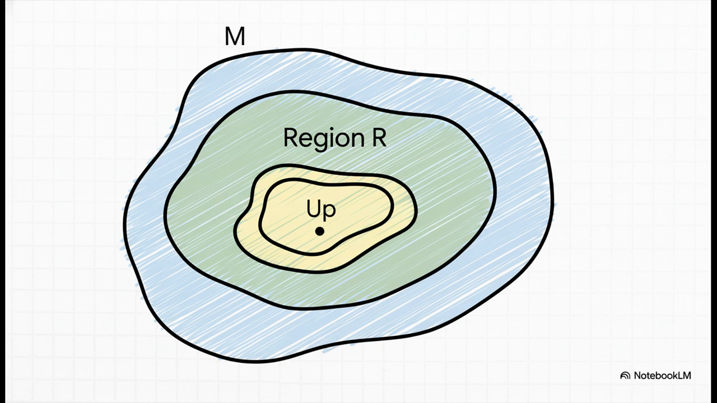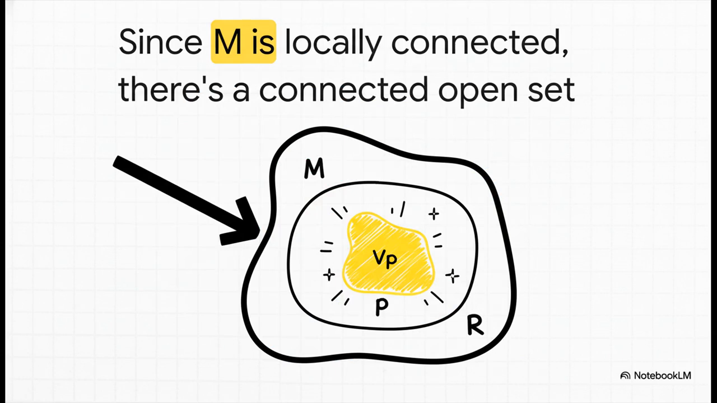Now here comes the first key insight. Because R is itself an open set in the bigger space M, our smaller open set U_P is also considered open in M. That's a crucial first step. And this is where it all clicks into place. We can now use the fact that our big parent space, M, is locally connected. Since P is a point in M and U_P is an open set in M, the definition guarantees we can find an even smaller connected open set, let's call it V_P, that contains P and fits inside U_P. And since U_P is completely inside our region R, this connected set V_P is also completely inside R.